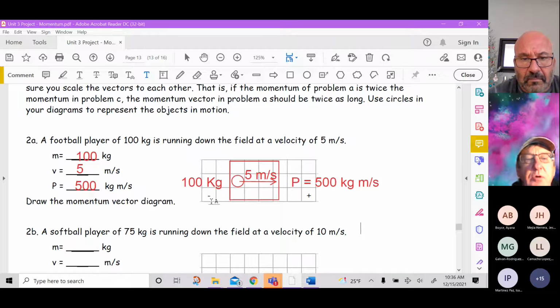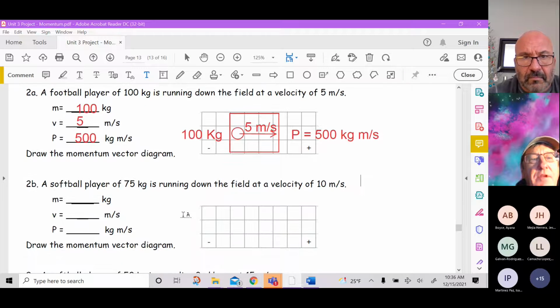That's just a review. For this one, the softball player, 75 kilograms. Well, that circle should be smaller than this one.